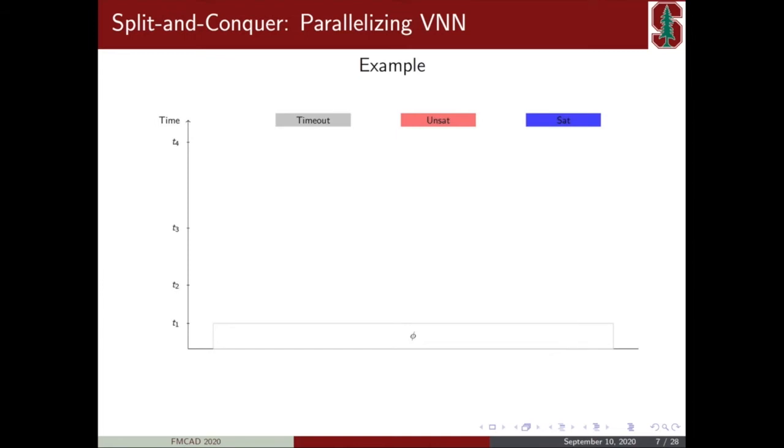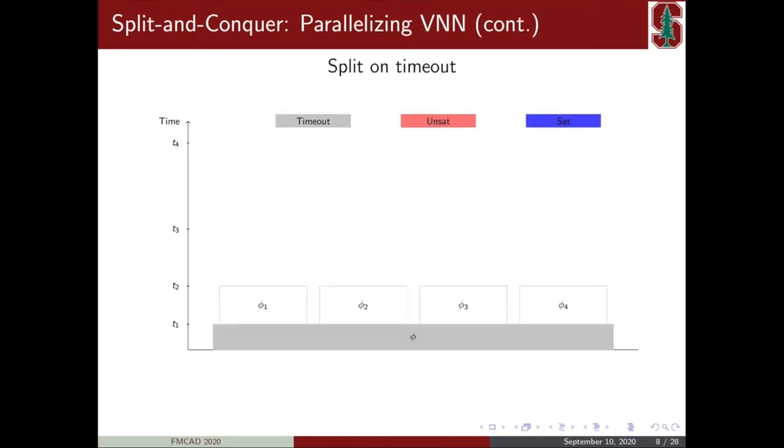Suppose we have a VNN formula phi. We first solve it with a small timeout t1. If it timed out, we split phi into multiple subformulas, in this case phi1 through phi4, such that the disjunction of phi1 through phi4 is equisatisfiable with the original formula phi. We then handle each of the subqueries independently and solve them with a timeout t2 minus t1.